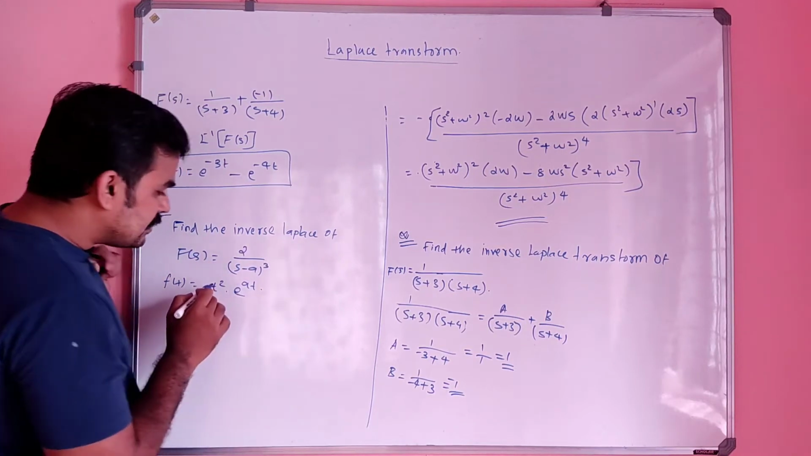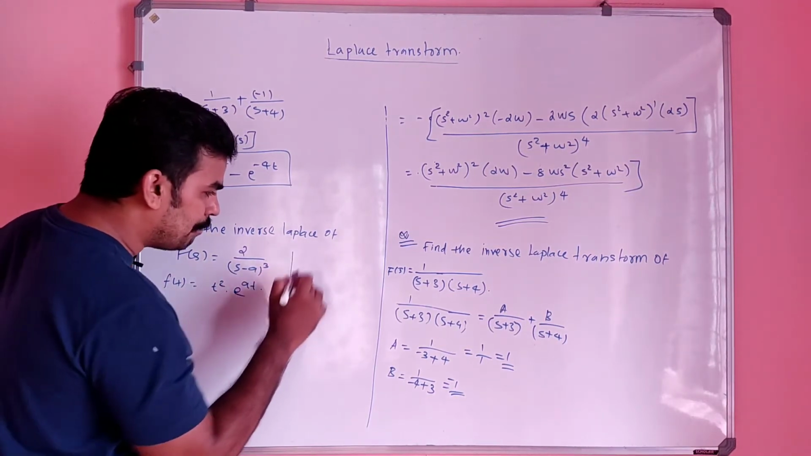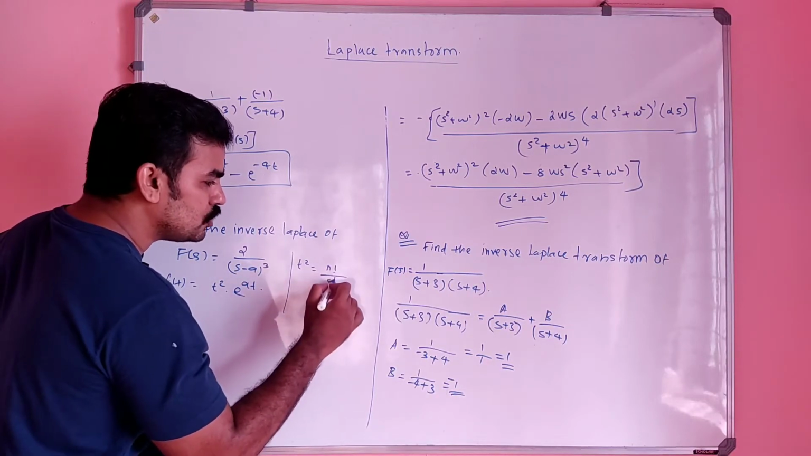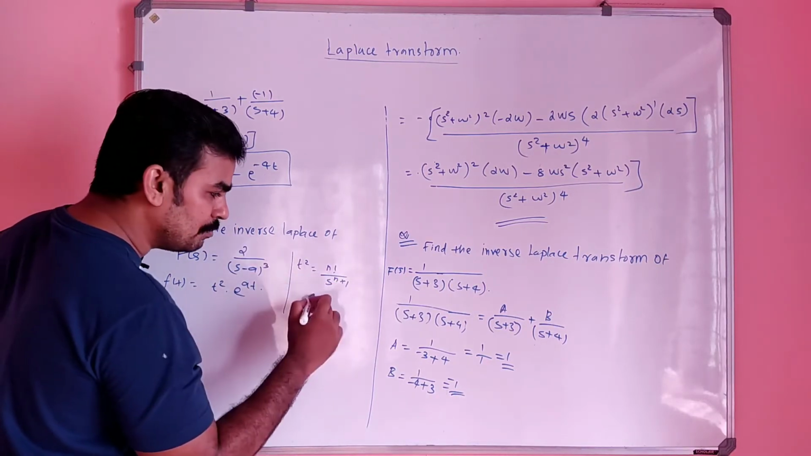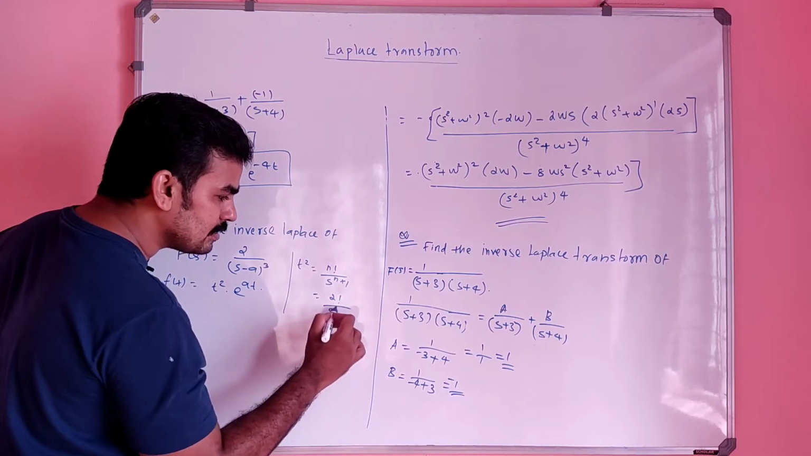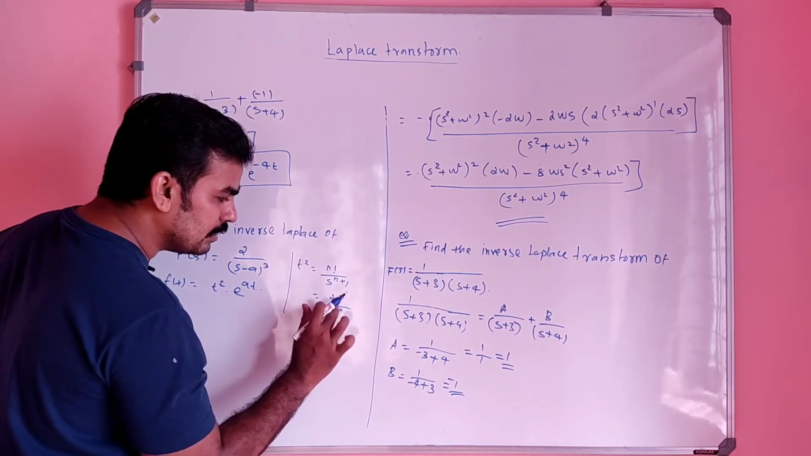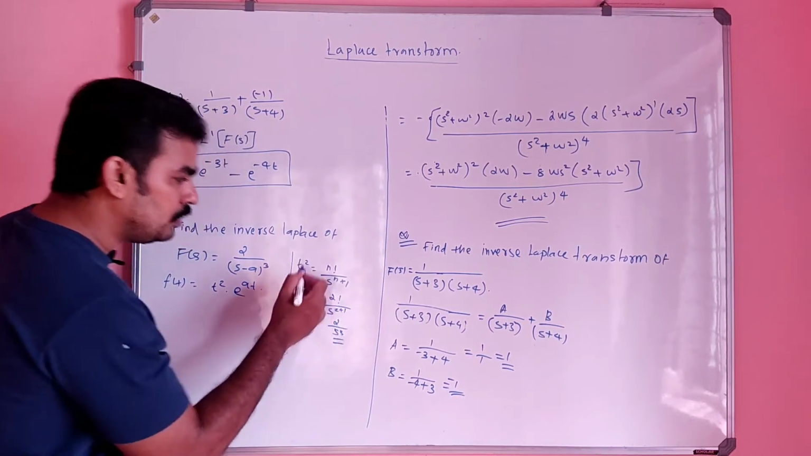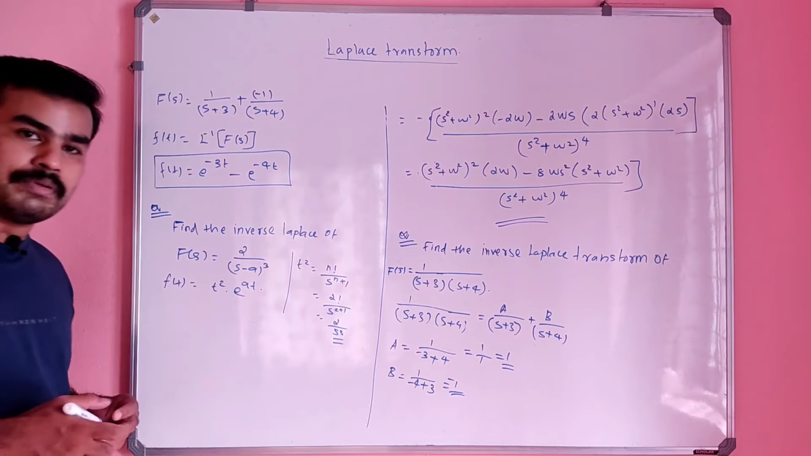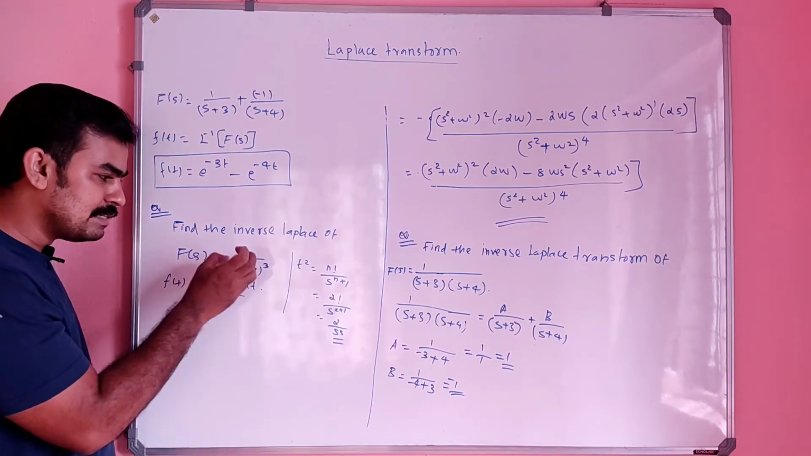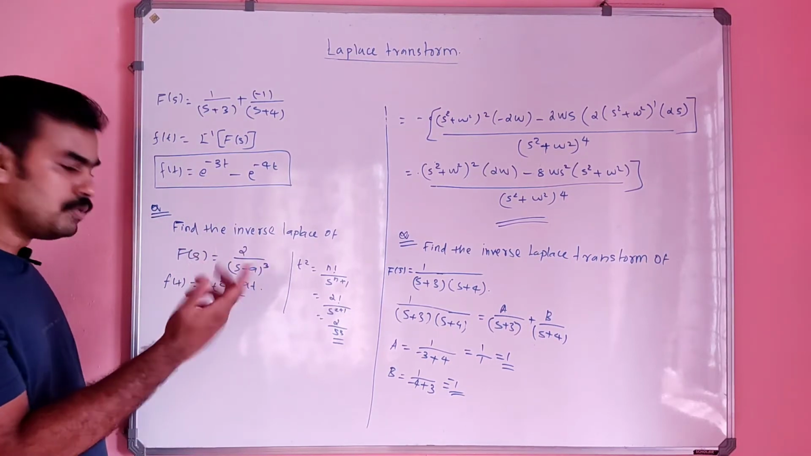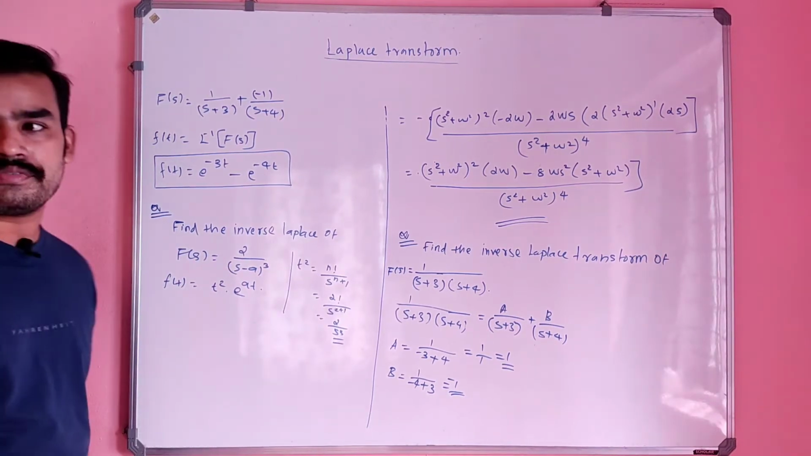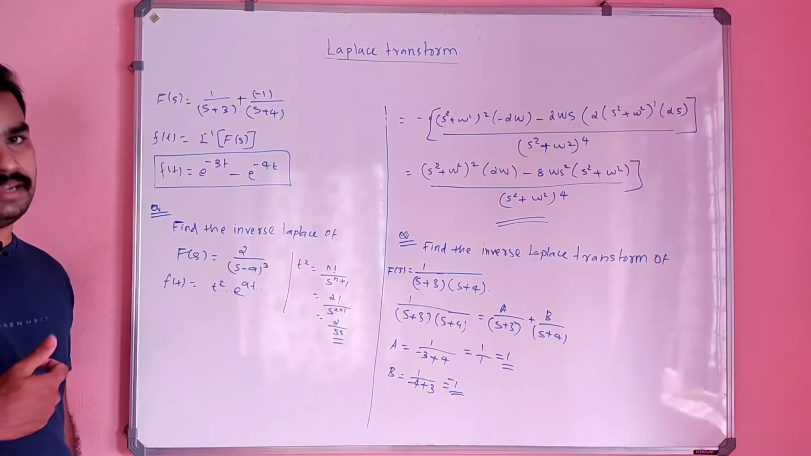So the Laplace transform of t square is nothing but n factorial divided by s raised to n plus 1, correct? Which is 2 factorial divided by s raised to 2 plus 1, 2 divided by s cube. So t square is in the form of 2 by s cube Laplace transform. So 2 by s minus a the whole cube will be simply e raised to at into t square. You have to think by yourself. This idea should be in your mind.